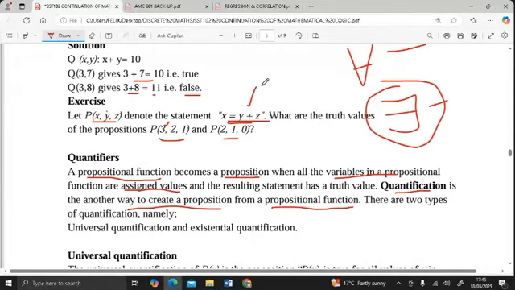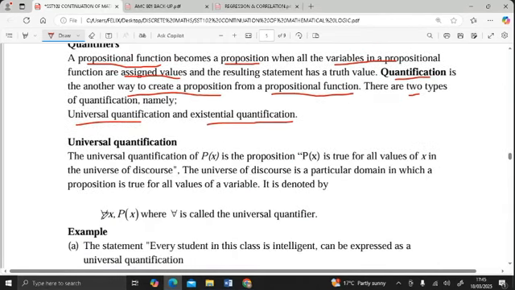So look at this. When you talk about quantification, we say that a propositional function becomes a proposition when all the variables in a propositional function are assigned some values. And the resulting statement has some truth value. Of course, that is what we've mentioned. We say that quantification is another way to create a proposition from a propositional function. And that is very true.